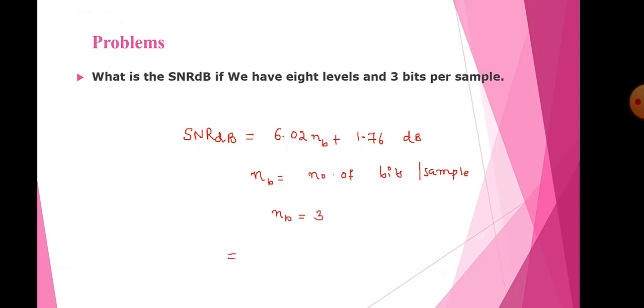So we can compute SNR dB as 6.02 into 3 plus 1.76 dB. So we'll get the answer as 19.82 dB.